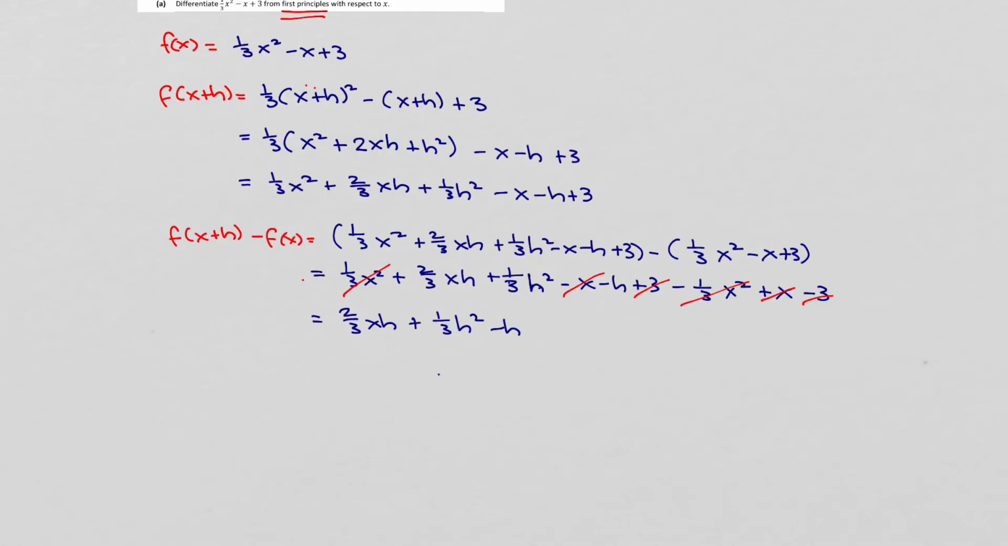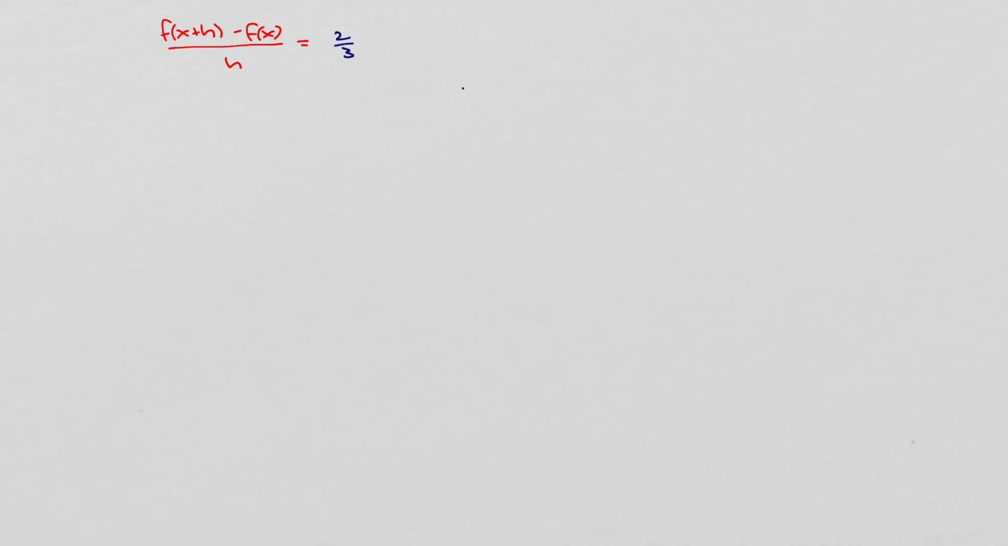So we have f of x plus h minus f of x all over h. So if I go back, we had 2/3 xh plus a third h squared minus h, and that's all divided by h. So again, before I go on to the next term, I'm going to simplify. So I'm going to divide every term on the top by h. So 2/3 xh divided by h leaves me with 2/3 x. A third h squared divided by h gives me a third h, and h divided by h gives me 1.